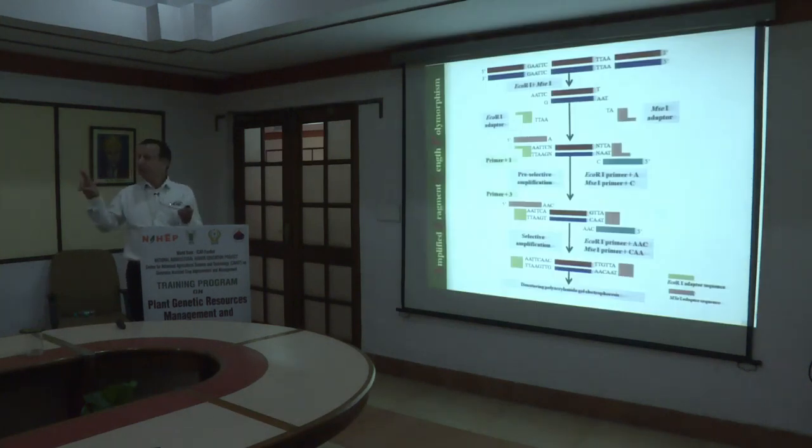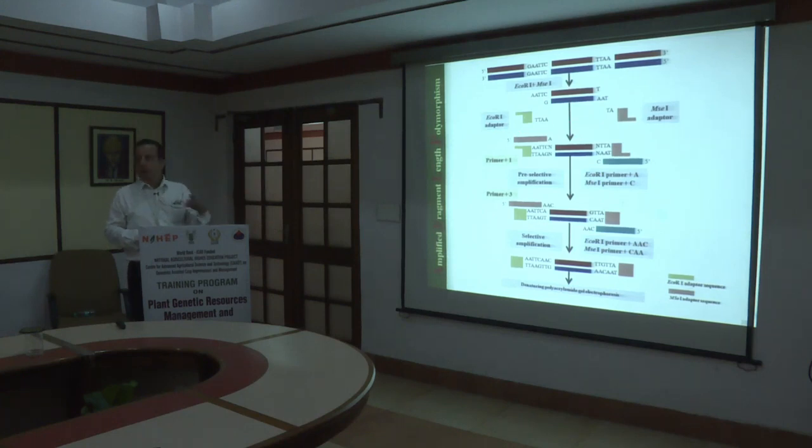This is how this procedure works. We use 2 restriction endonucleases here. One is a rare cutter, one is a frequent cutter. For example, these 2 enzymes are used. We produce fragments, and selectively those fragments are identified which have the rare cutter flanking end at one end and the frequent cutter on the other. So, we ligate adapters to these ends.